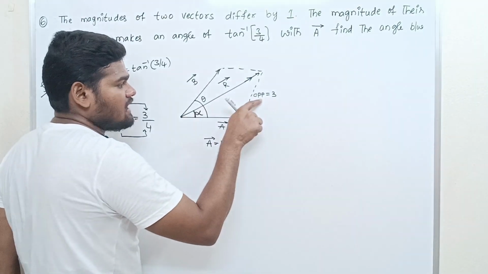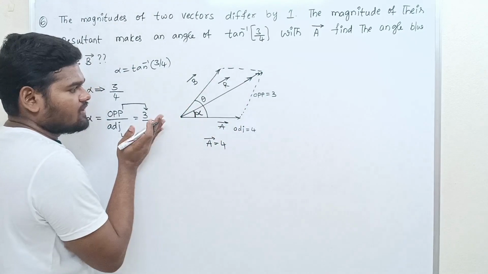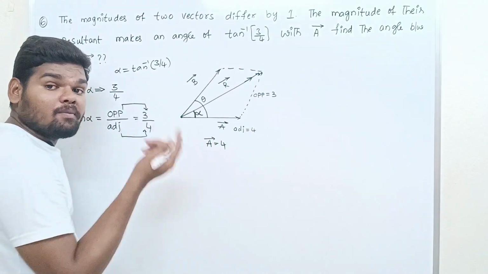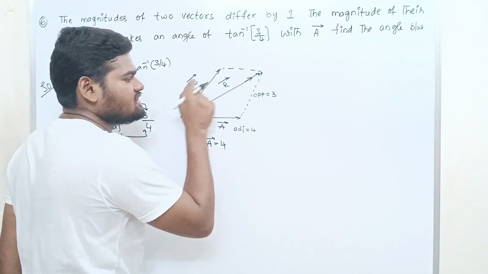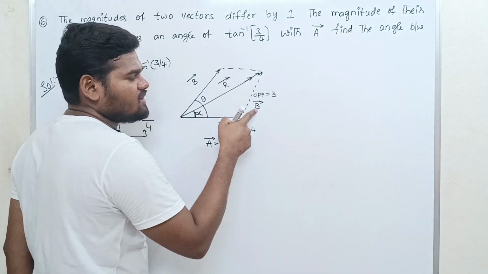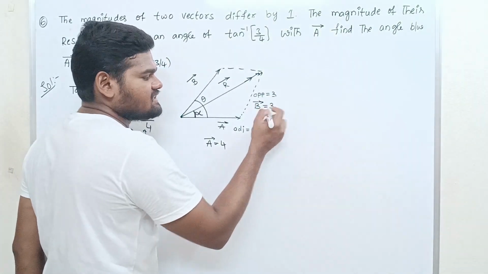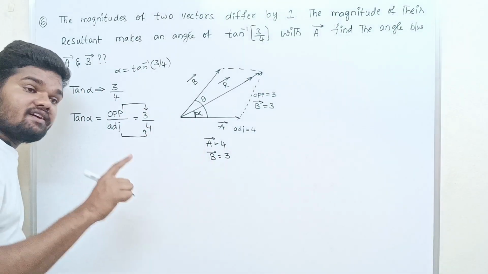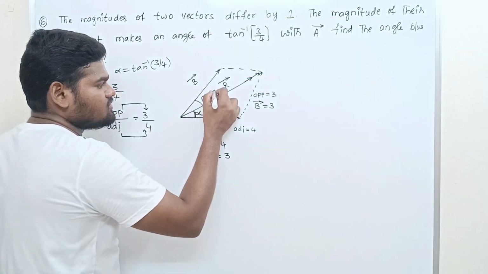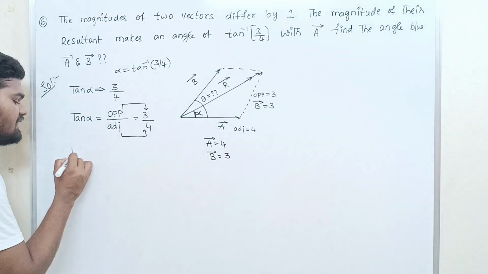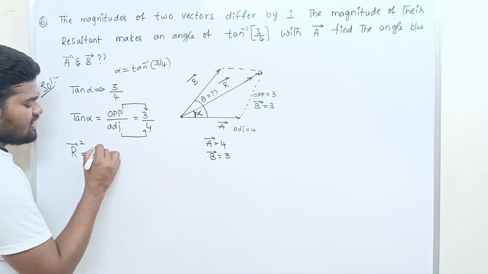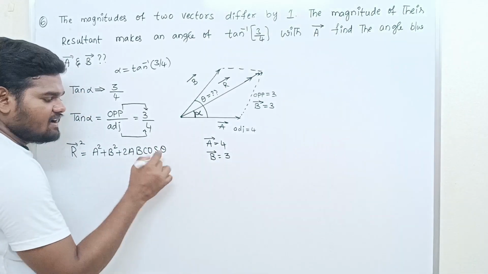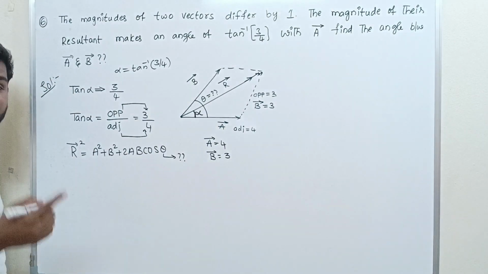Have a look, this is the opposite side, and this is a given vector. If this is B bar, then the opposite side is also B bar, because in a parallelogram, two opposite sides have the same magnitude. Now B bar is equals to 3, because it is the opposite side. Now what we have to find? We have to find the angle theta. We have the formula for the resultant vector: R bar square is equals to A square plus B square plus 2AB cos theta. We have to find theta, where theta is the angle between A bar and B bar.